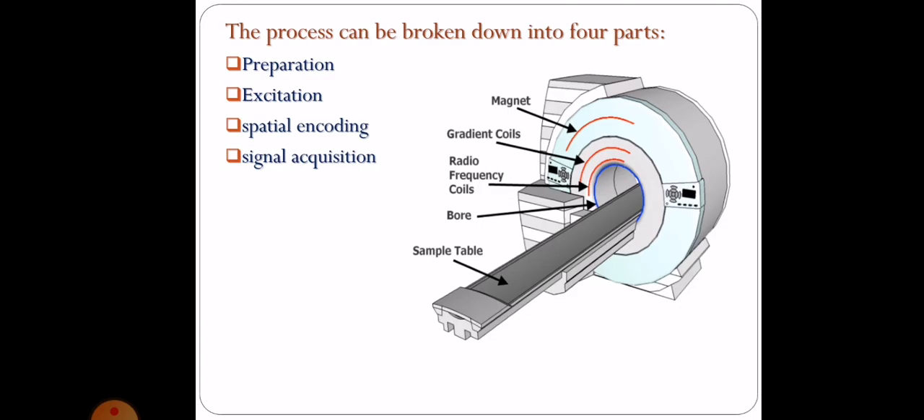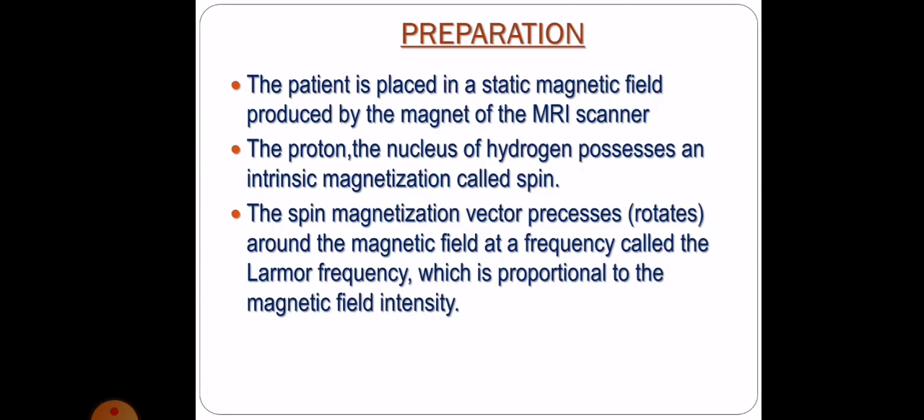First, it can be divided into 4 parts: the patient preparation, the excitation by the RF pulse, then spatial encoding, and then signal acquisition. Coming to the patient preparation, the patient is placed in the bore of a magnet, that is the MR scanner.